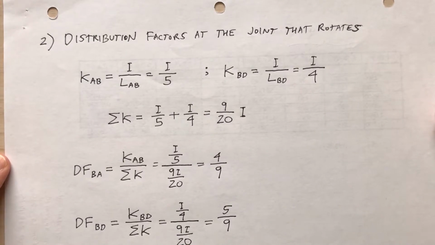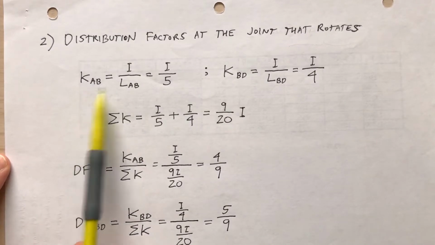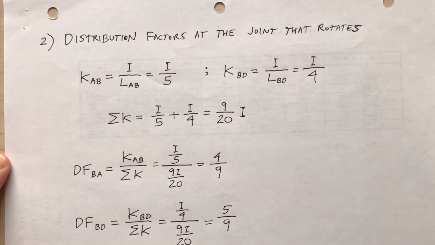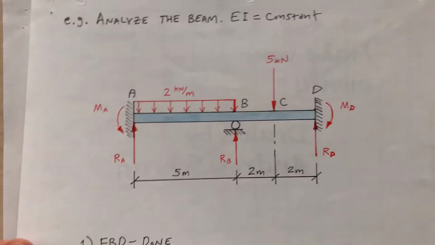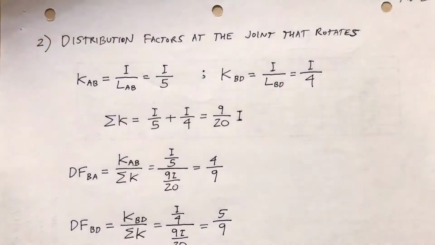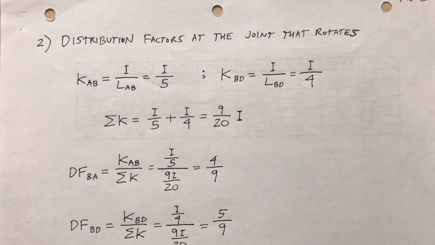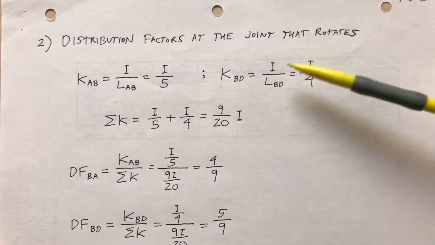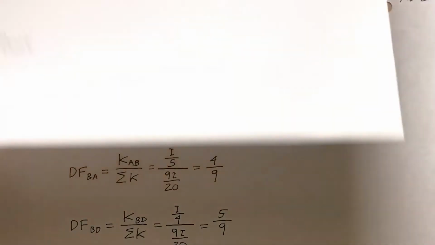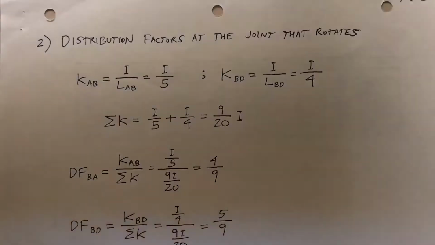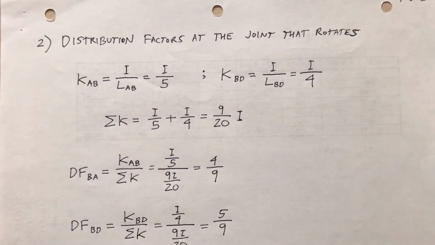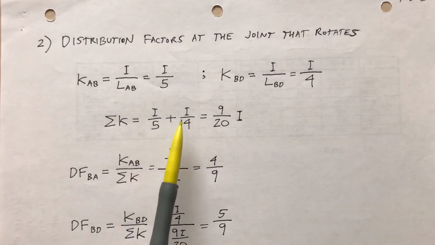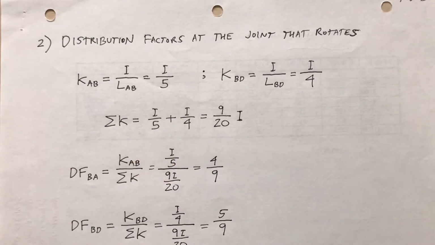So what does K refer to? Well, that's the stiffness factor. So the stiffness factor in member AB is I divided by the length of that member. The length is 5 meters, remember that? K sub AB is I over 5. K sub BD, the stiffness factor for BD, is the moment of inertia divided by the length of that segment. BD, that's 4 meters, so I over 4. The summation of those two, sigma K, means I'm adding them together. 1/5 I plus 1/4 I is 9/20 I. So that's the sigma K part.